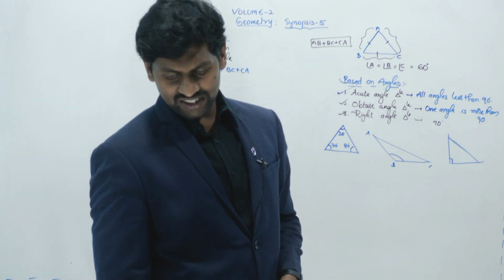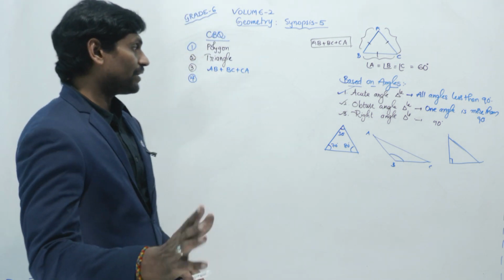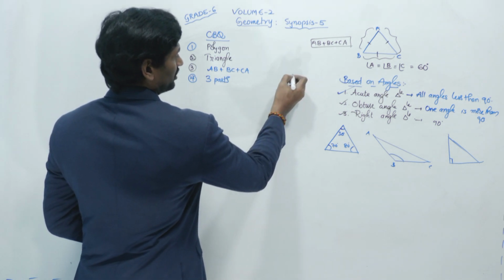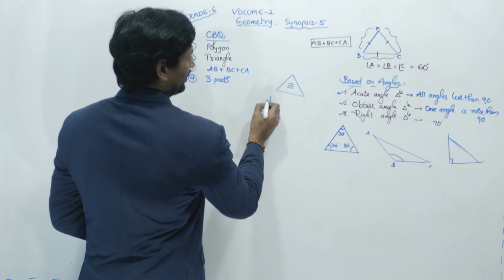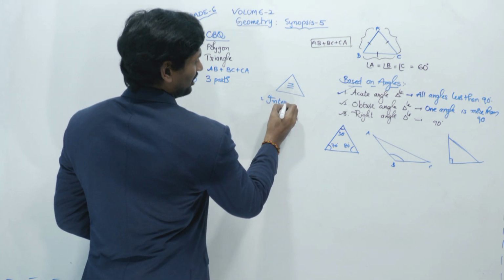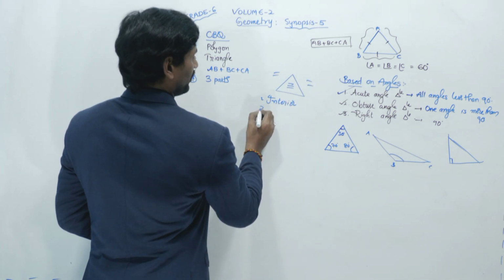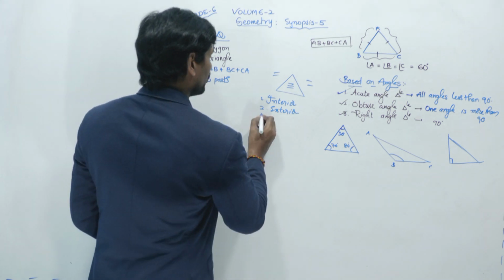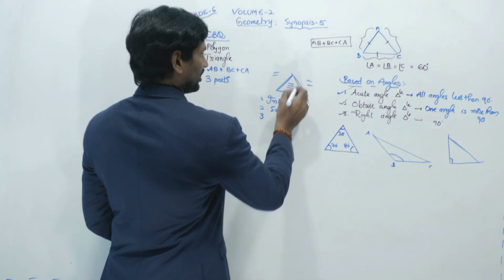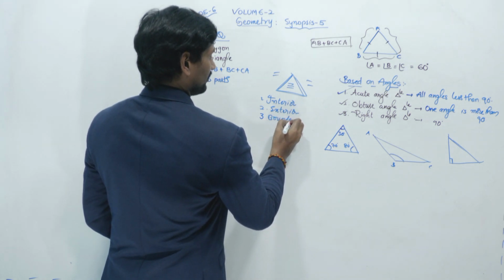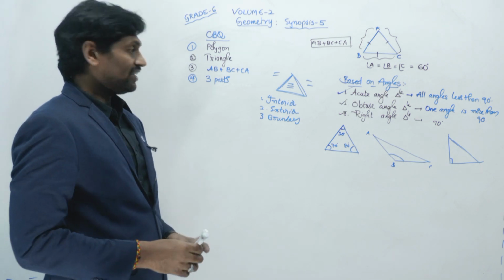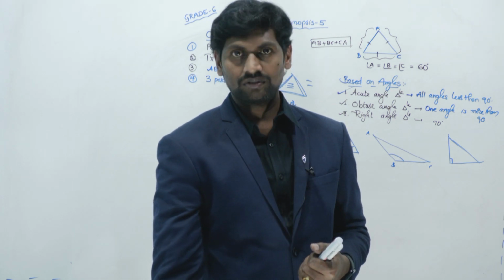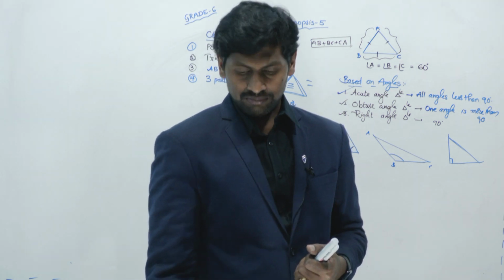Now the fourth question: a triangle divides the plane into 3 parts. What are the 3 parts? The first is the interior part, the second is the exterior part, and the third is the boundary, that means on the triangle itself. So a triangle has 3 parts: interior part, exterior part, and boundary part. So now let us go to the problem number 4.